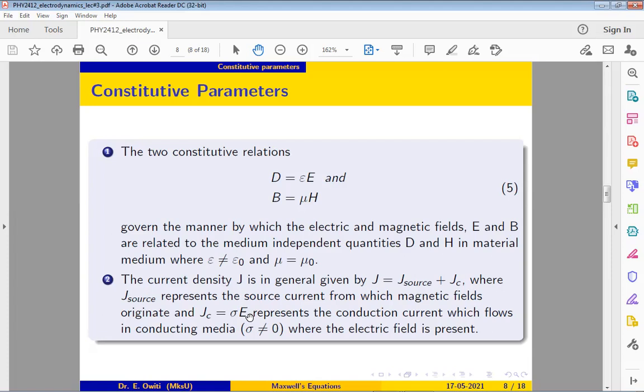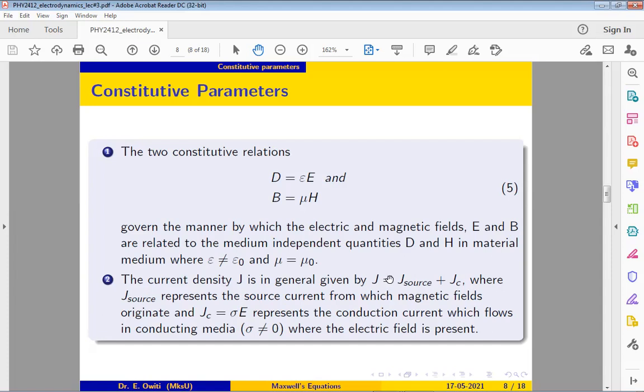The current density J is in general given by J equals J source plus J C, where J source represents the source current from which magnetic fields originate, and J C is the conductivity multiplied by the electric field intensity. It represents the conduction current which flows in a conducting medium, where the conductivity is not equal to 0 and the electric field is present.